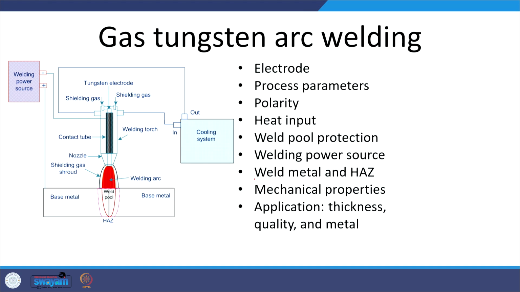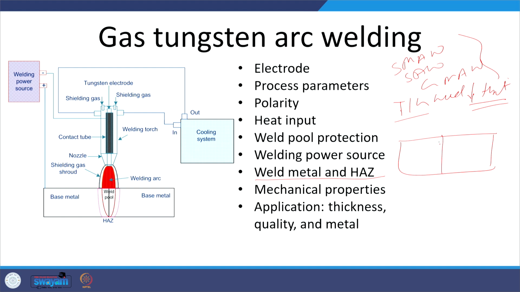Okay. Now, coming to the weld metal and heat affected zone properties. As compared to the SMAW, SAW, GMAW processes, the GTAW or the TIG welding is a low net heat input process. Because of this low heat input, the weld cross section that is produced is very small. So, this less weld cross sectional area reduces the issues related with the residual stresses and the distortion. This is one aspect.